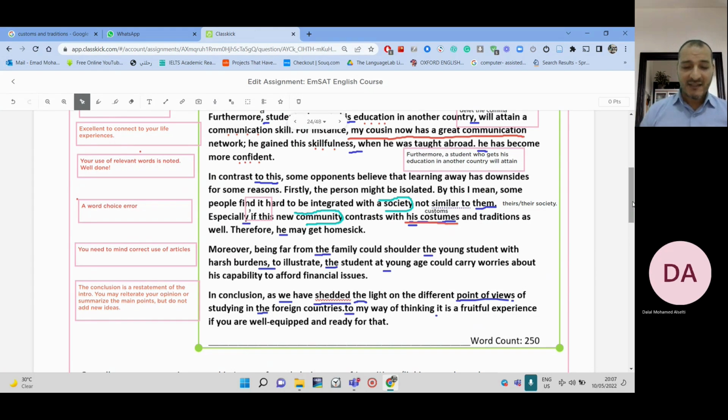That's great. These are called words coming together. We say black and white, customs and traditions, the sun and the moon, man and woman, mom and dad. You say this the same way. We say customs and traditions as well. Therefore, he may get homesick.